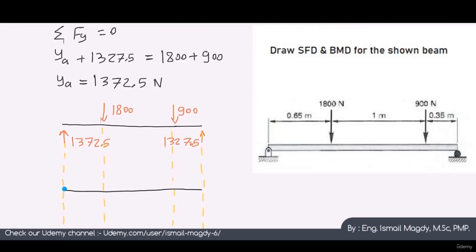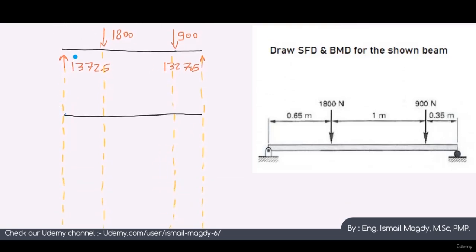Starting from the point at the left here, we will start with the vertical reaction, which is 1372.5. It is going upward, so we will move upward. We will keep going horizontal till we reach this vertical force. Here, this value is 1372.5, we will face this vertical force of 1800 going downward. So we will go down till we reach the negative sign. So it's 1372.5 minus 1800 will equal negative 427.5. We will keep going again horizontal till we reach the other vertical force, which is 900.